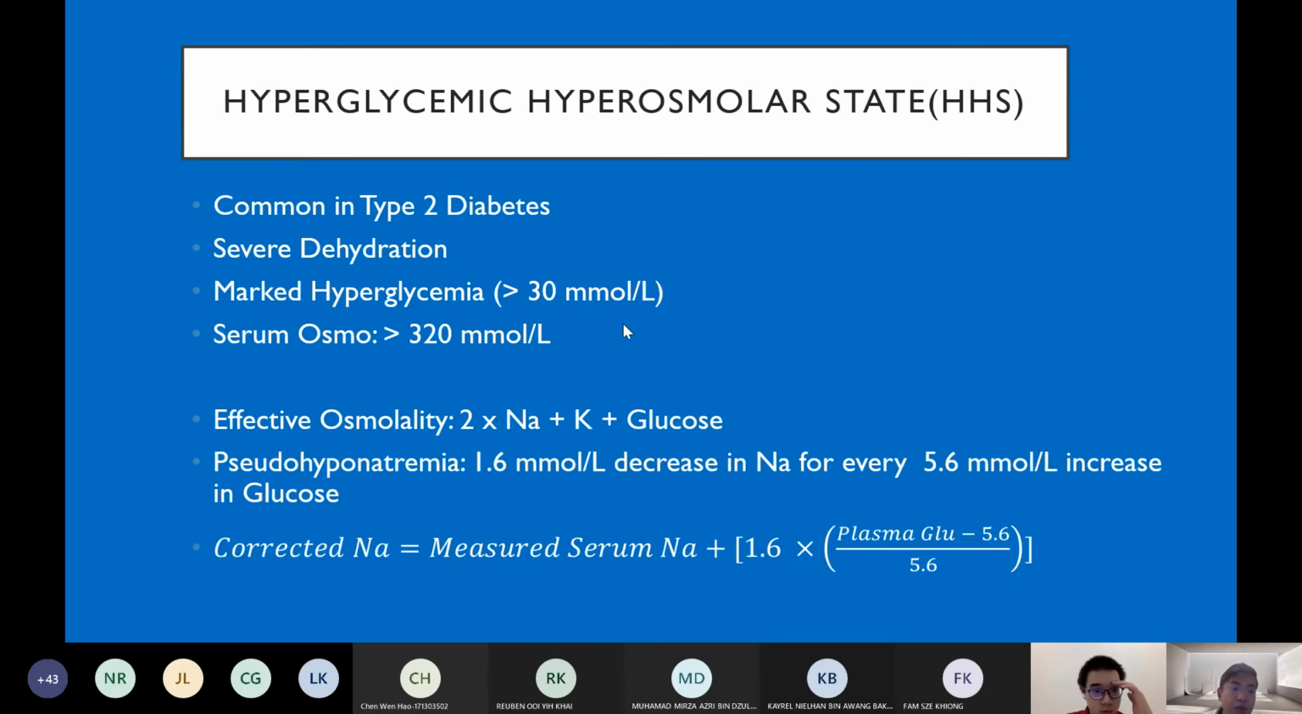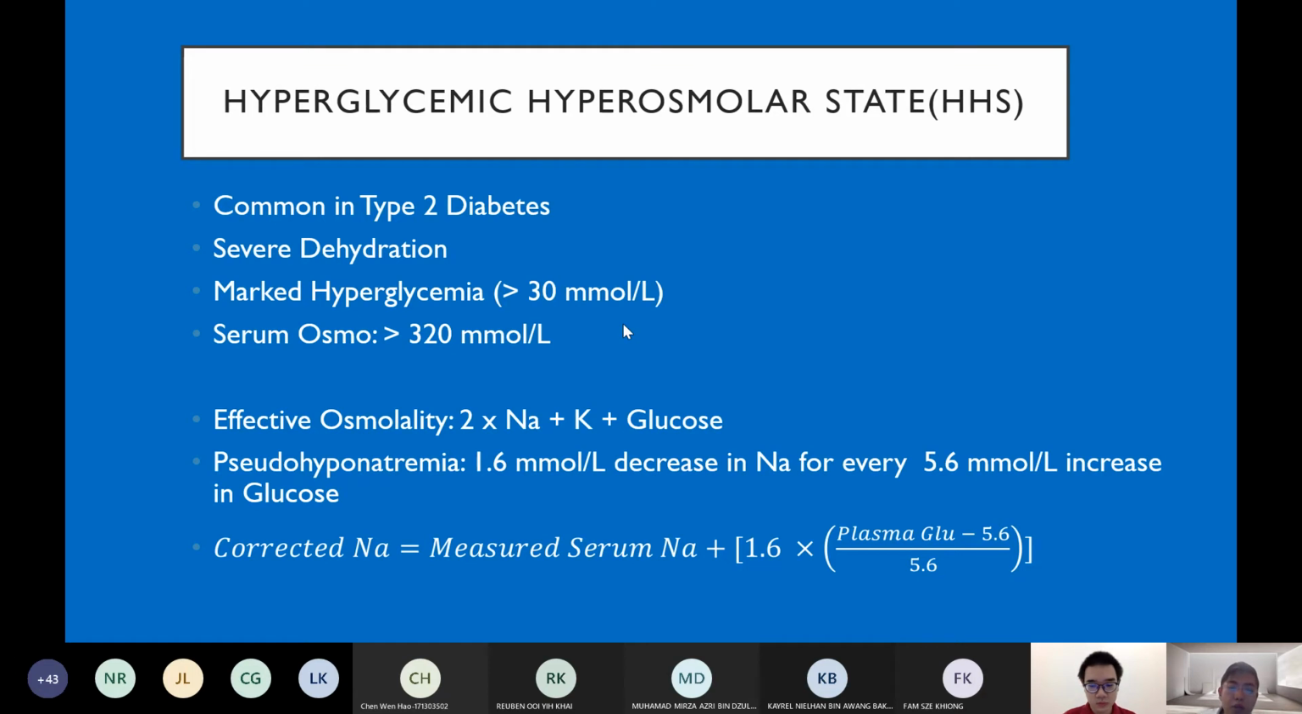And like I mentioned just now, pseudo-hyponatremia: when patients come with very high blood glucose, their sodium may be falsely low. So this is your formula to correct for corrected sodium. Basically you take a measured serum sodium. For our patient just now, his serum sodium was 128. That was measured from the lab, and his blood glucose on presentation was 28.